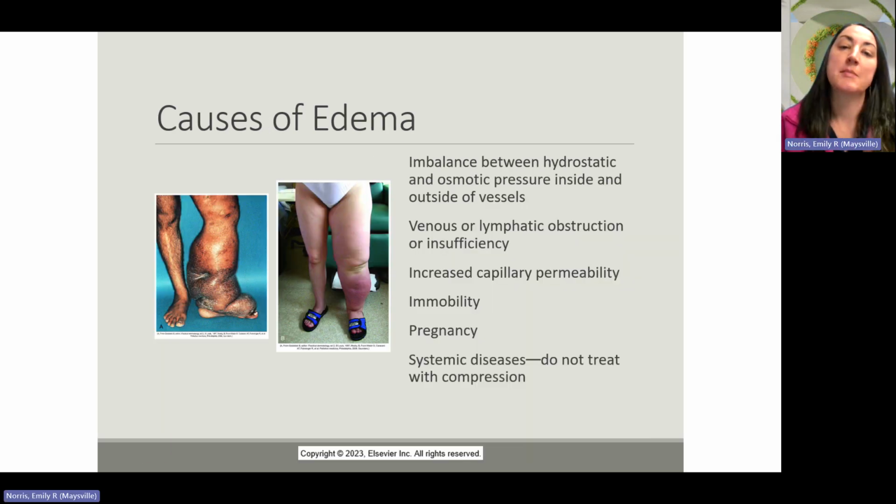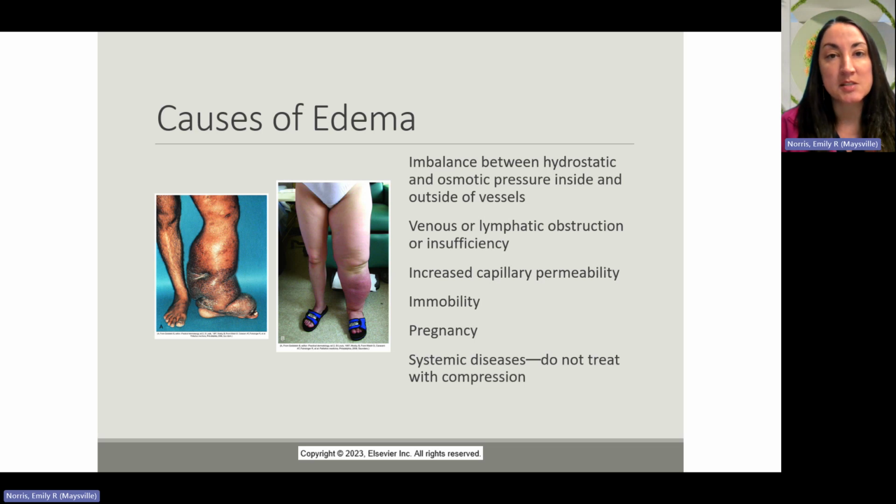What are some of the causes of edema? So it could be an imbalance between hydrostatic pressure and osmotic pressure, which we'll talk about more in the next slide, which is inside and outside of the blood vessels or the lymphatic vessels. It could be because venous or lymphatic vessels are obstructed or they're not working accurately, they're insufficient, not able to keep up with the demand. It could be caused by increased capillary permeability. So there's more fluid staying in the tissues and being pushed out of the blood vessels, but not reabsorbed.